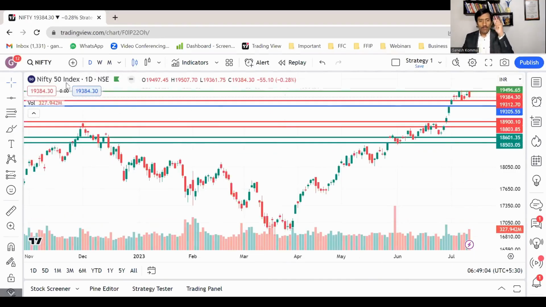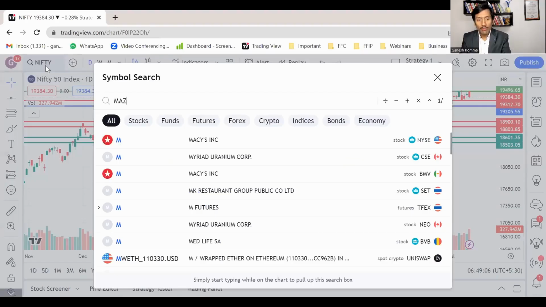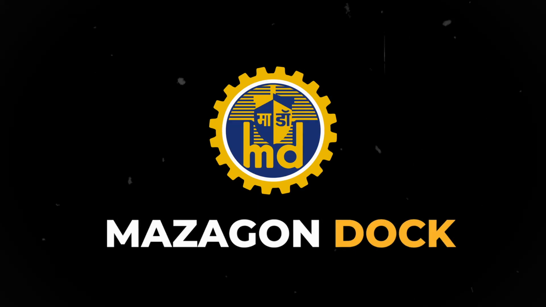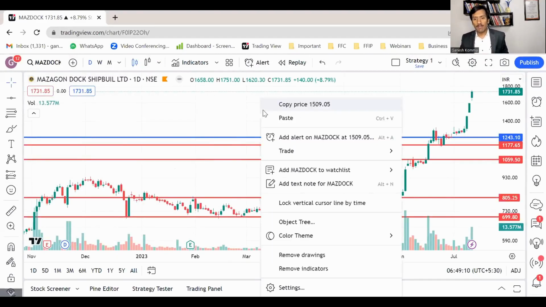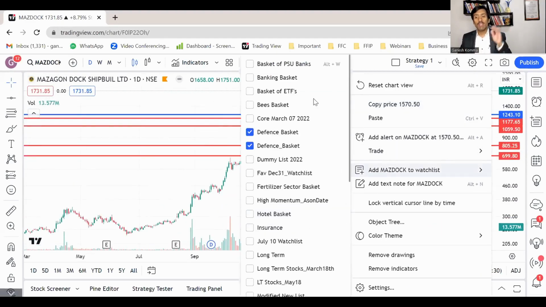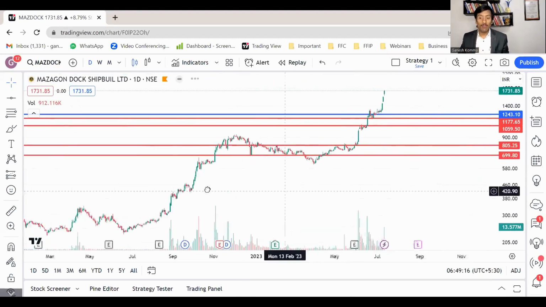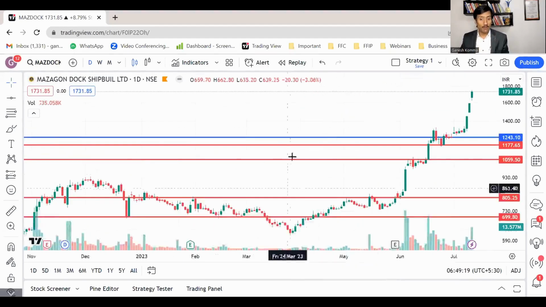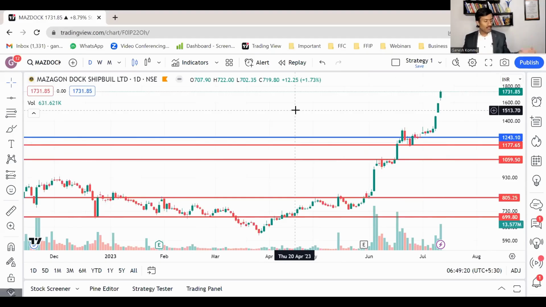Okay. Now, let me look at a few stocks, right? Mazagon Dock Shipbuilding Limited, right? Whoever have been in the community, and if you're just following our discussions, defense is one sector which we have been discussing from the last 1 year and above, right?